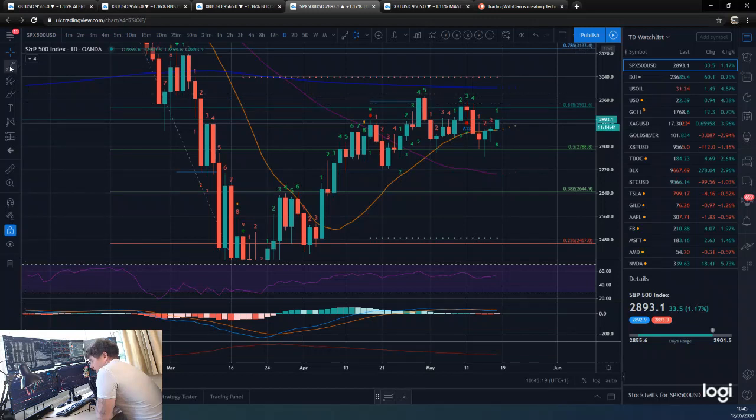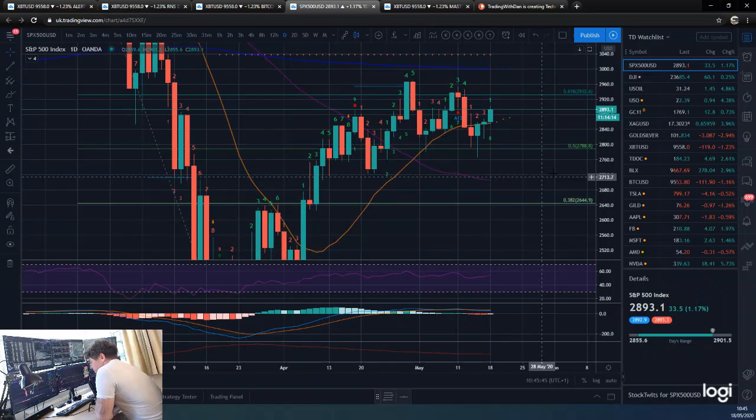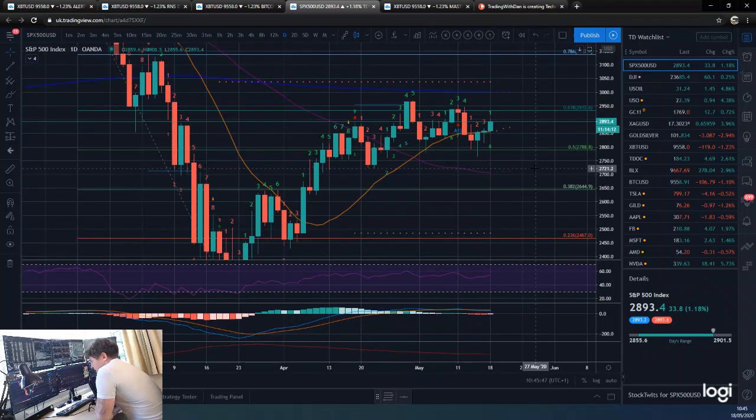What I would look out for is possibly a bit of a rejection from this trend line, and then maybe testing a lower low, because at the moment what we've got going on here is a high, a low, a lower high, a lower low, and then potentially we could put in a lower high and then a lower low, and then carry on with the downtrend. So we'll have to see what happens there.